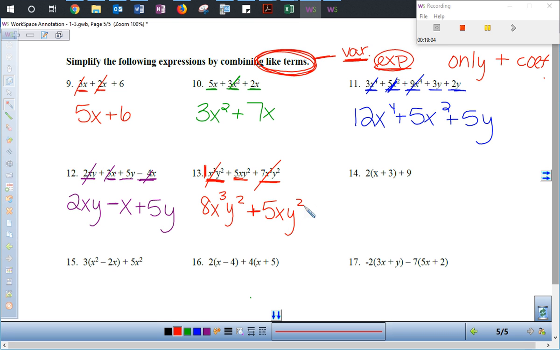And I always think it's a good idea to double check before you move on. Are these like terms? Because if they are, you can simplify again. But even though they have the same variables, they're not raised to the same exponents. This x needs to have a cubed attached to it.